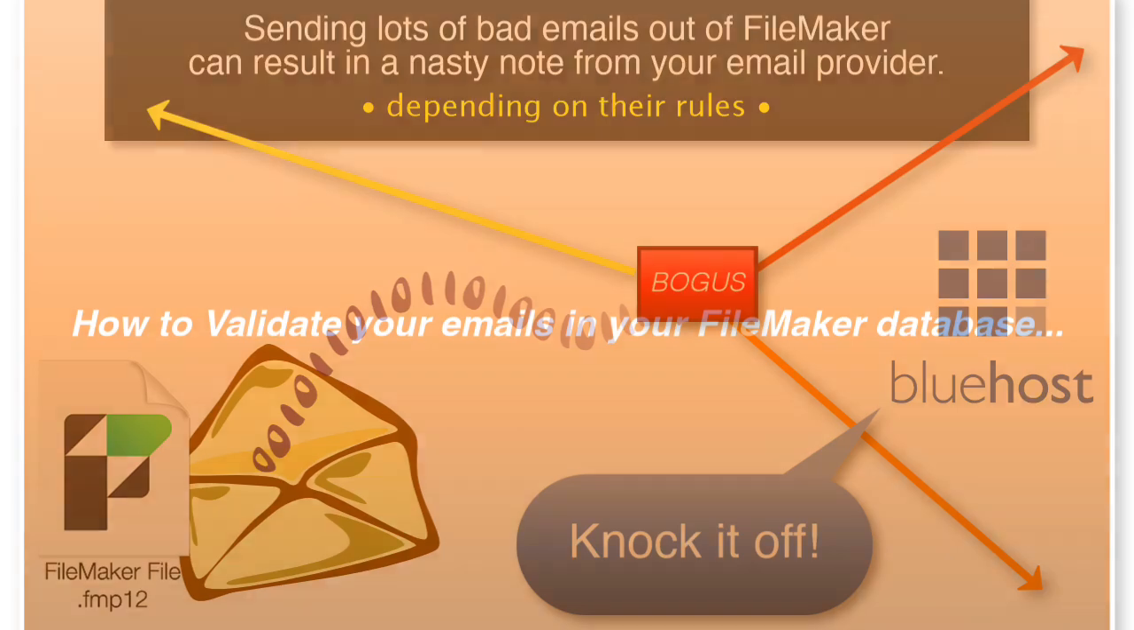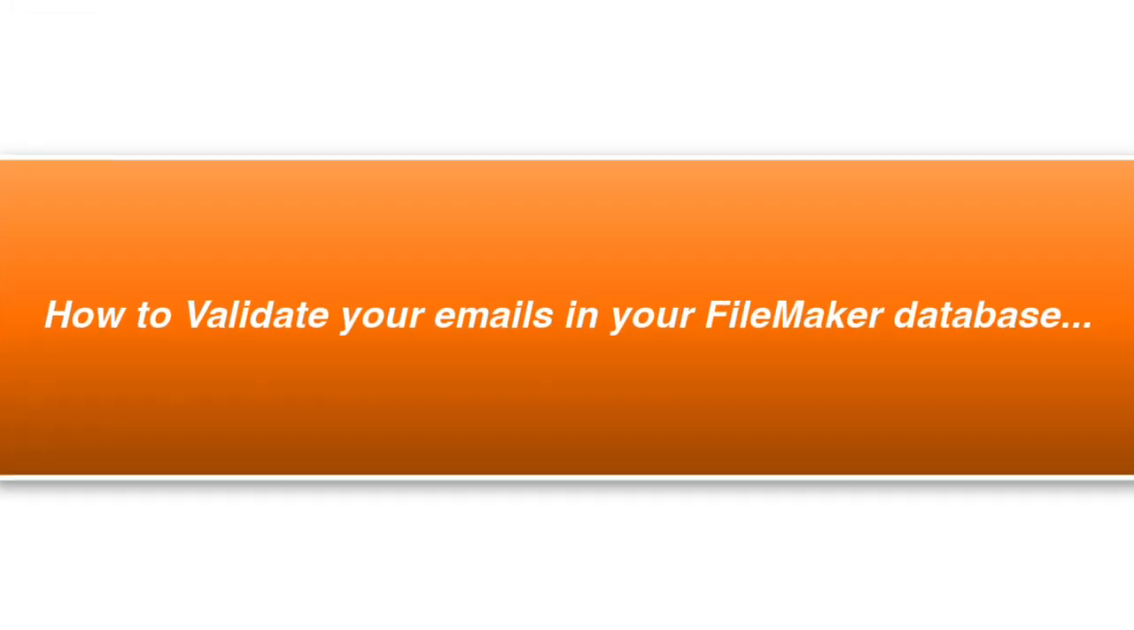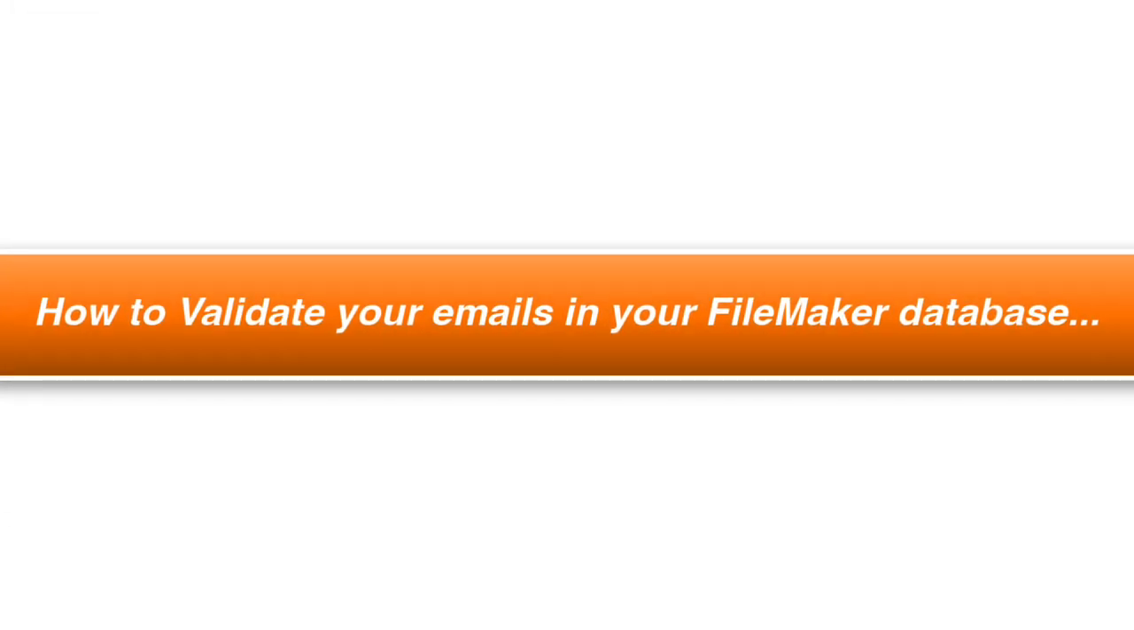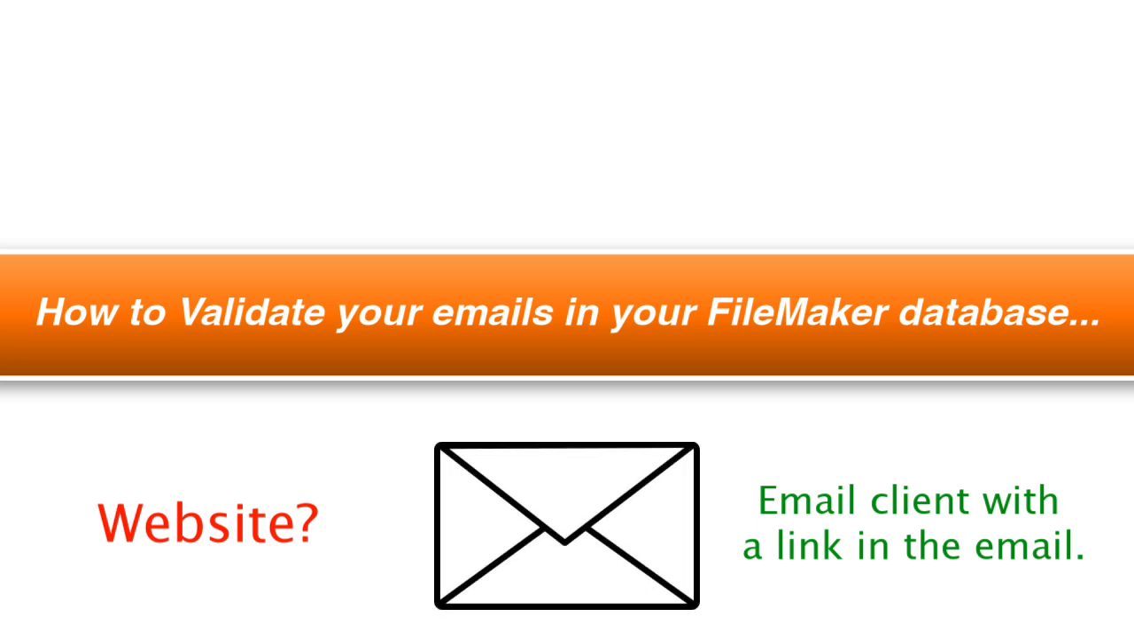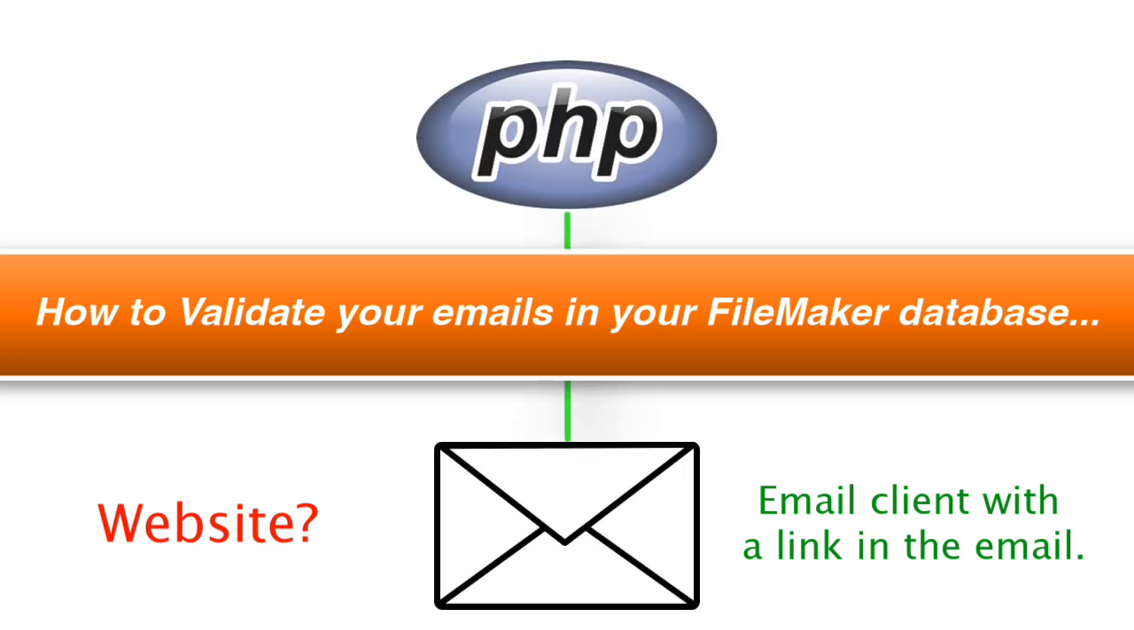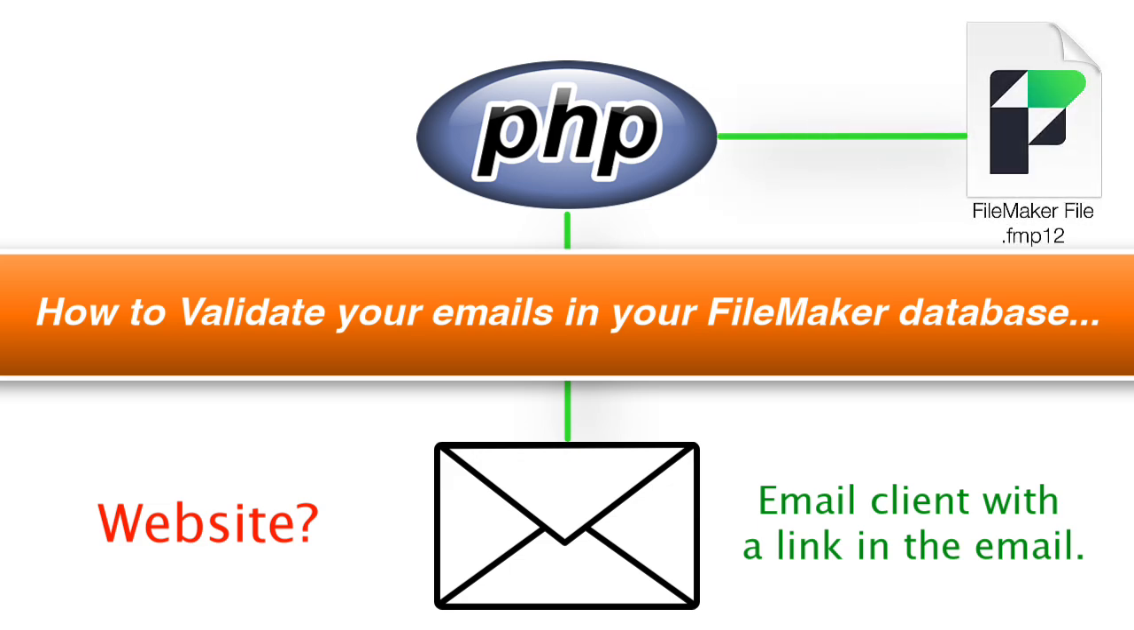So there are a number of different ways for you to validate your emails within your FileMaker database. Of course, if you have a website, one way to validate your emails is to actually email the client and then have them click a link in the email, and that link goes back through PHP into your FileMaker database and checks off and validates the fact that the email was proper and accurate, because the user could never have clicked the link if they hadn't received the email back to their email application in the first place.